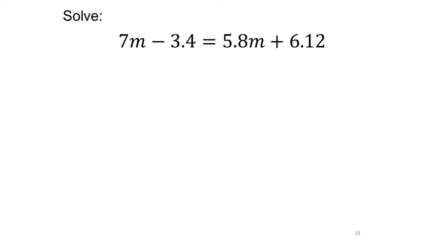7m minus 3.4 equals 5.8m plus 6.12. All right. Well, I'll do this one together. Okay, we'll give you a chance to try the next one on your own.